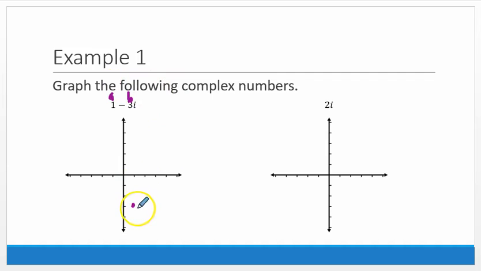And that's it. That's the graph of the complex number. It's just this one coordinate, just like plotting the point 2, 3 or 5, 4. It's just a single dot on the graph.